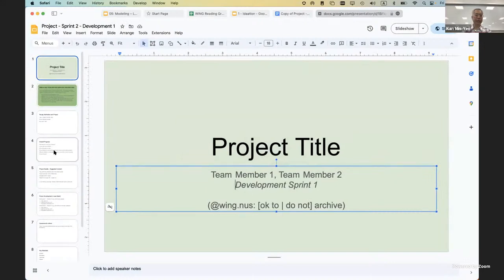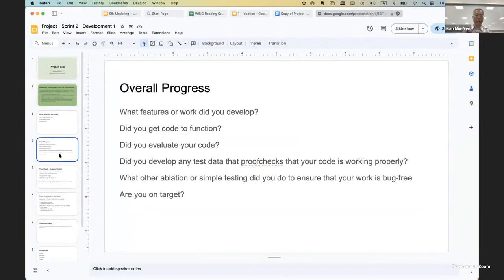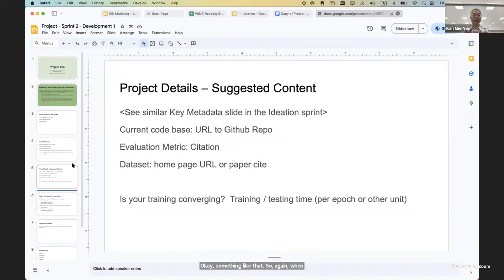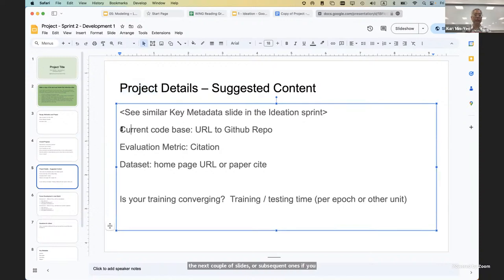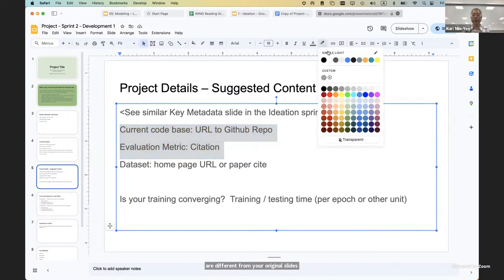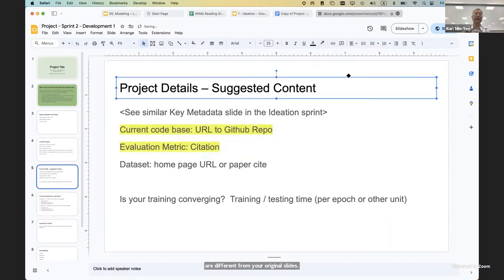Something like that. So again, for subsequent slides, if you have more information that is different from your original slides, let's say these two parts are new, just do us a favor and highlight it so we know what we're looking at. Things that are not highlighted and not indicated as new slides, we probably won't review, okay?